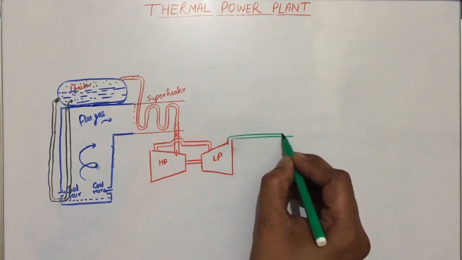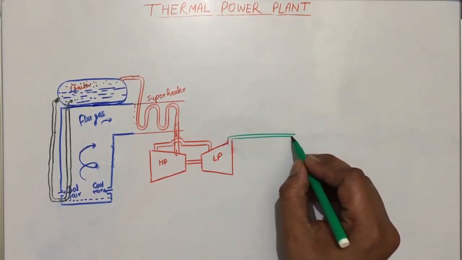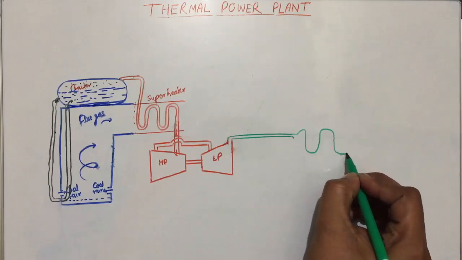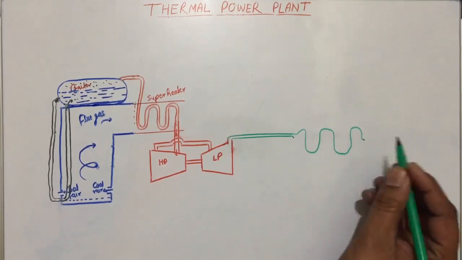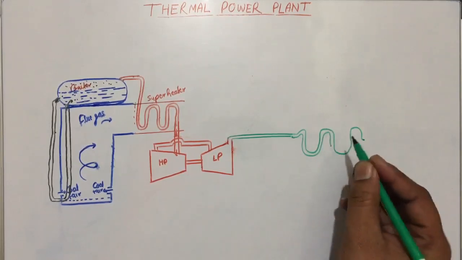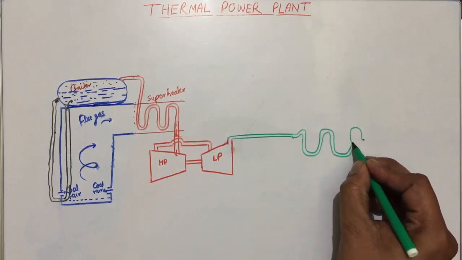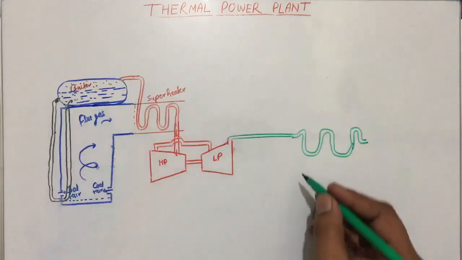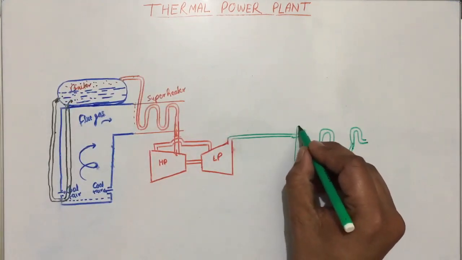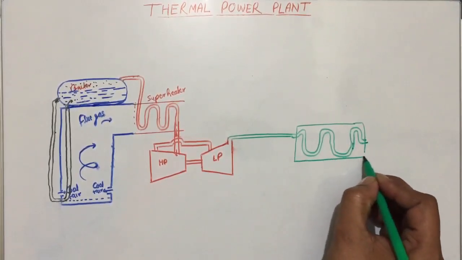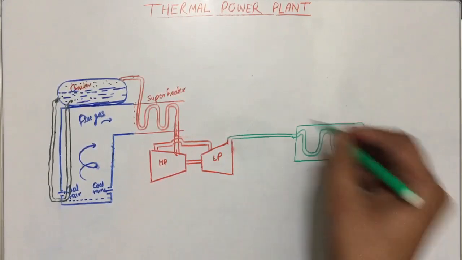is passed through the condenser, and in the condenser the steam is condensed, and the condensed form of steam, that is water, is fed back to the boiler, can be fed back to the boiler through the valve. It can be injected back to the boiler.